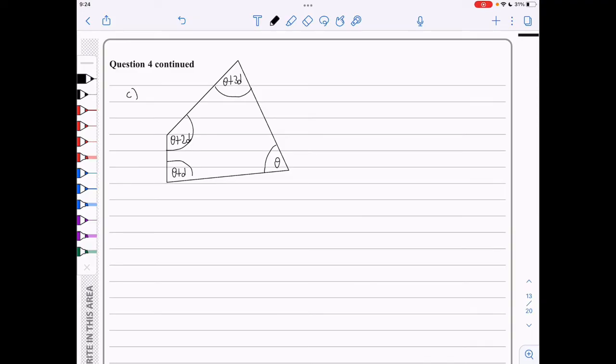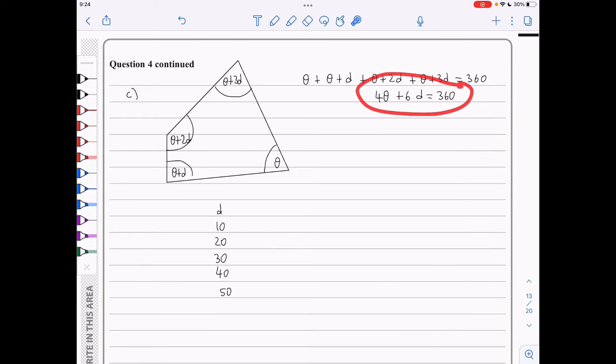I will add everything up, so theta plus theta plus d plus theta plus 2d plus theta plus 3d is 360, which leads to 4 theta plus 6d is 360. Now d will come out of the distribution. We know that d could be 10, 20, 30, 40, or 50. And based on this relationship here, I will be determining the corresponding values for theta.